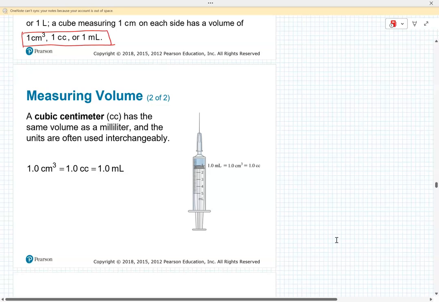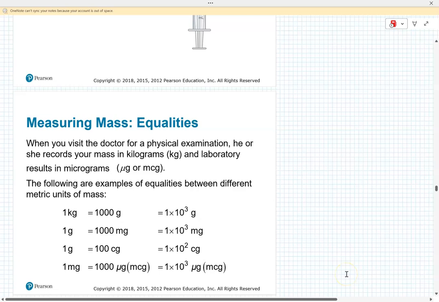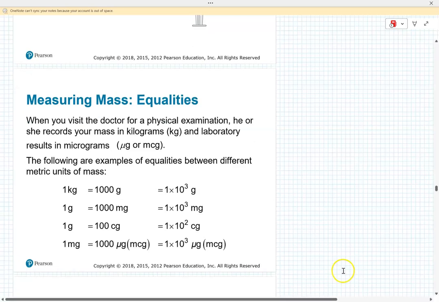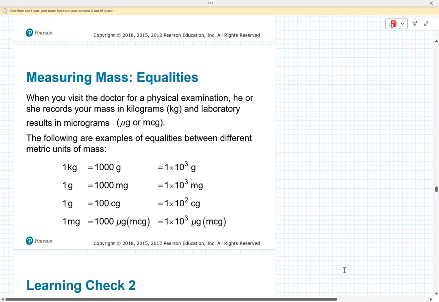Yeah, syringe. Mass. Pretty straightforward. I'm actually not going to write anything myself, because those are the equalities that chemists use, and that's about it. I never used centigrams in my life, ever. It's kilo, regular grams, milligrams, micrograms. Okay?